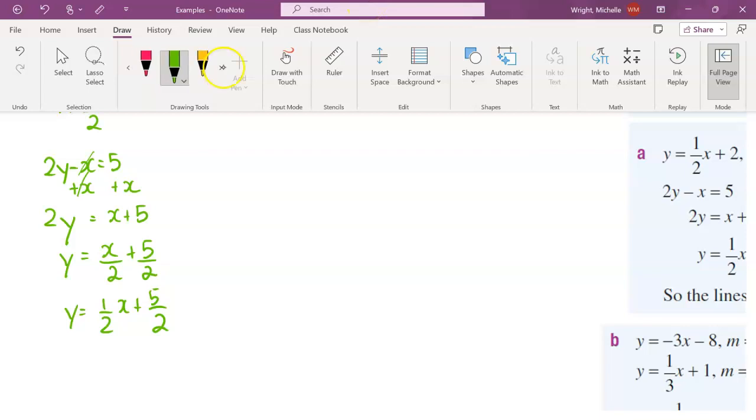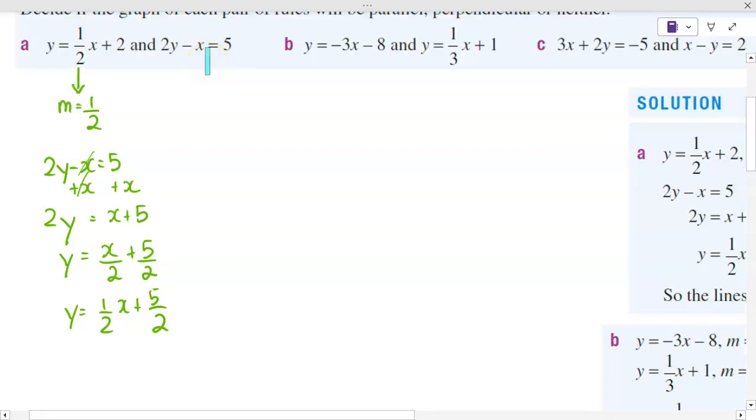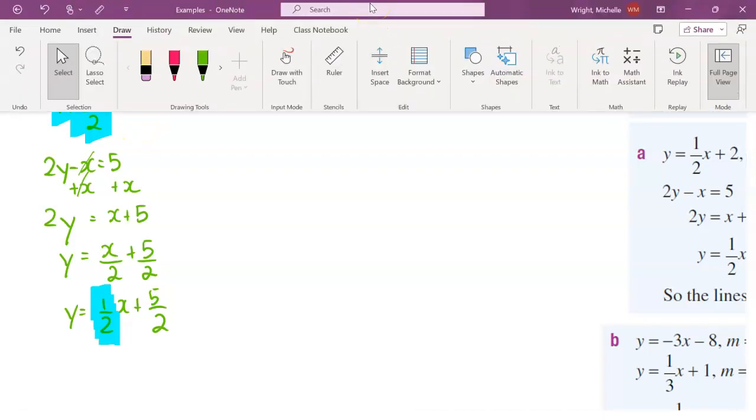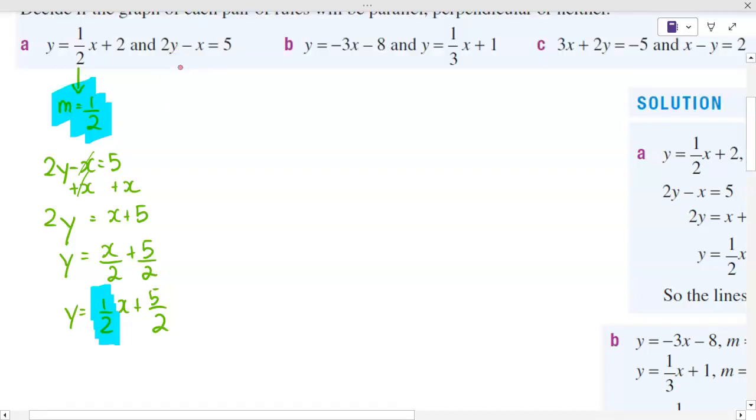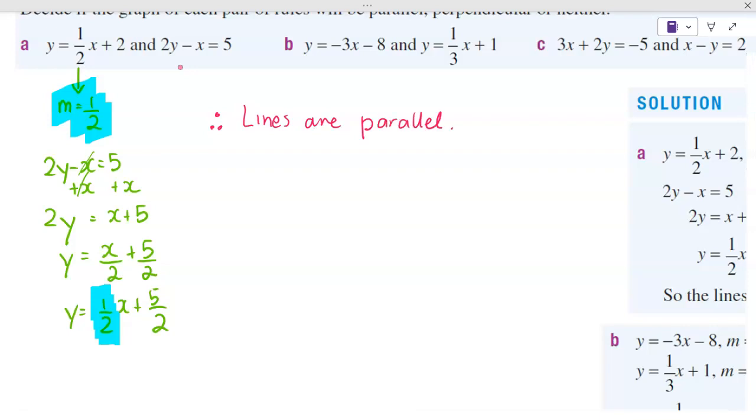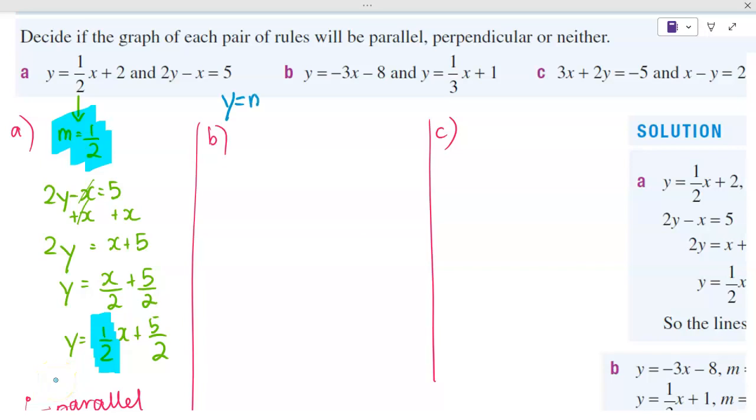So let's have a look at our gradients. If I highlight those, my first equation had a gradient of 1/2. This second equation that I've worked out in a new form has a gradient of 1/2. They're both the same. So what I can say is, therefore, the lines are parallel because they have the same gradient. So I want you to copy that one down, and then we're going to do the same with the next one. Remember, everything needs to be in the form of y equals mx plus b.